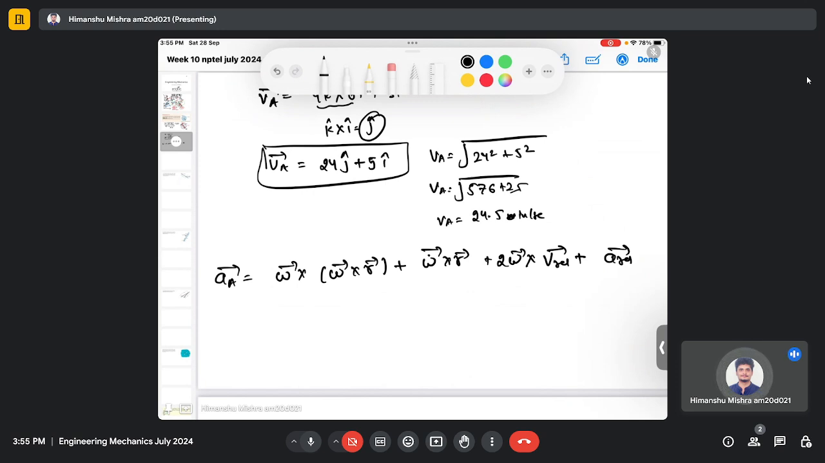So this was our expression, and as we discussed earlier, this is the relative acceleration in the rotating frame, and this is the relative velocity in the rotating frame. These two terms are the components of acceleration in the inertial frame. This is in the tangential direction, and this term acts in the normal direction, right?